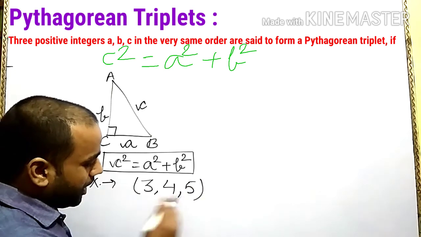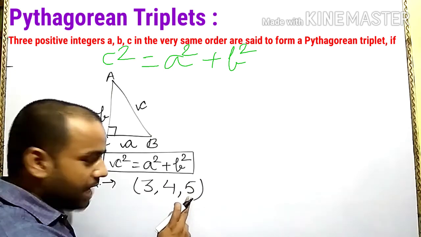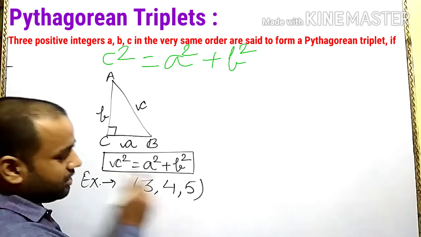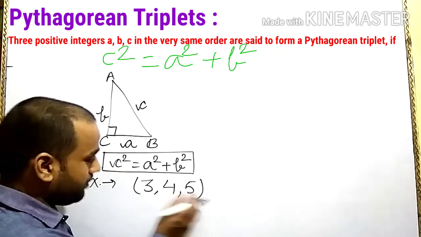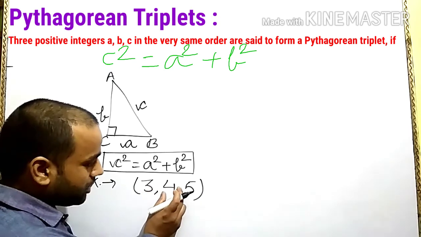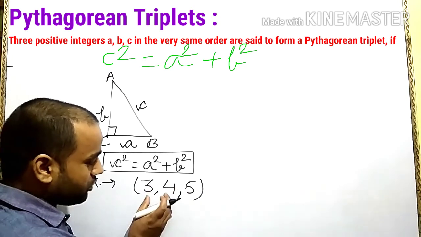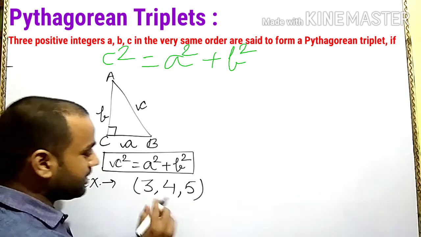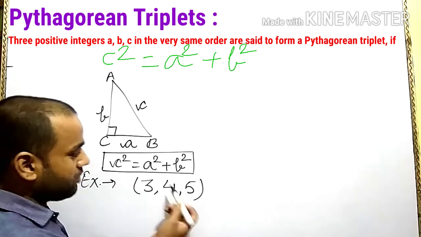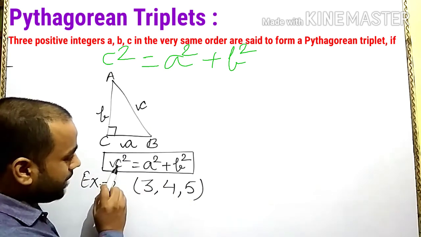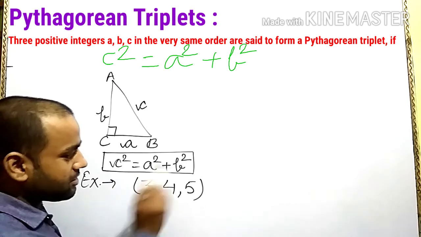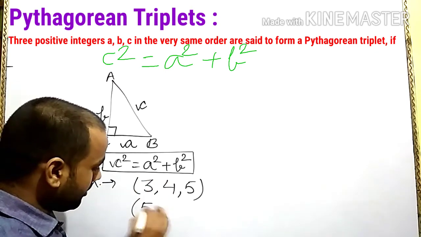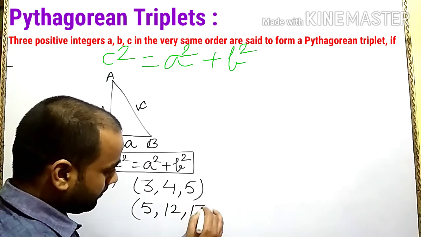The 3, 4, 5. Here the longest side is called hypotenuse. So put the value in place of the hypotenuse, meaning c square. There 5 square is 25, 3 square 9, 4 square 16, 9 plus 16 is 25, equal to 25. So this is a Pythagorean triplet, and 3, 4 and 5 fulfill the condition of 5 square is equal to 3 square plus 4 square.